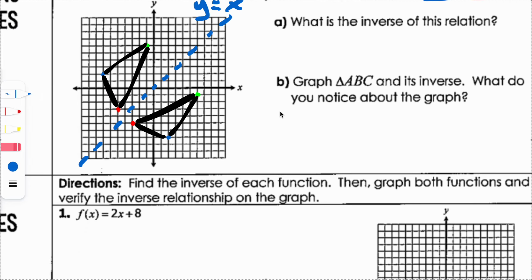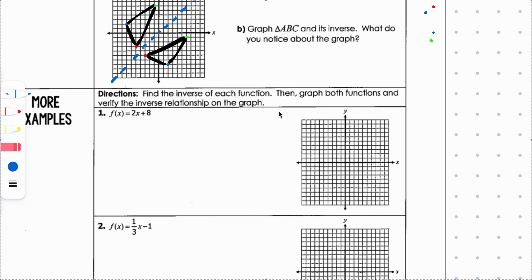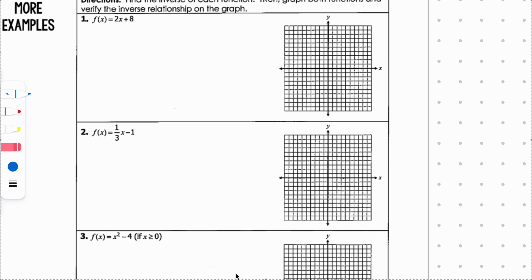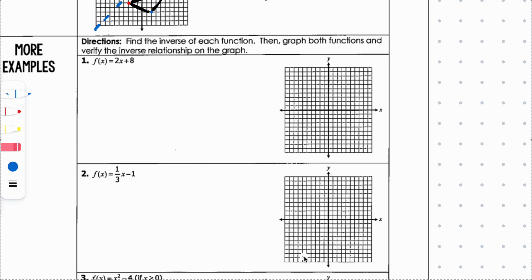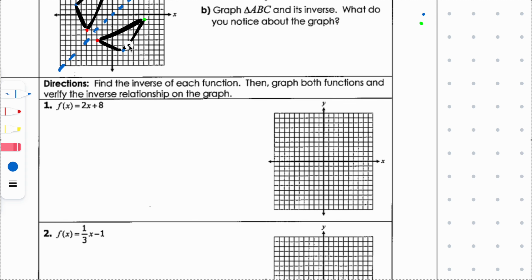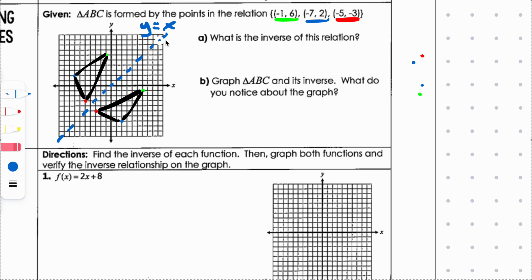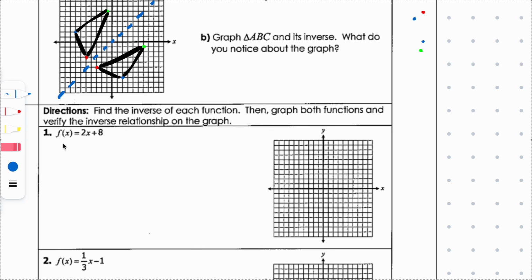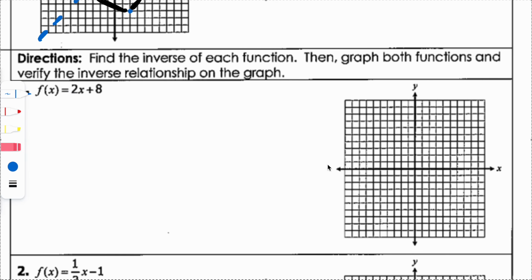So here we're going to try to find the inverse of some of these other functions. Let's do one. In this case, we're going to see the same thing where we reflect across this line, y equals x. Okay, so let's graph f of x equals 2x plus 8. We have a y-intercept of 8. Okay, I'll have it right there.